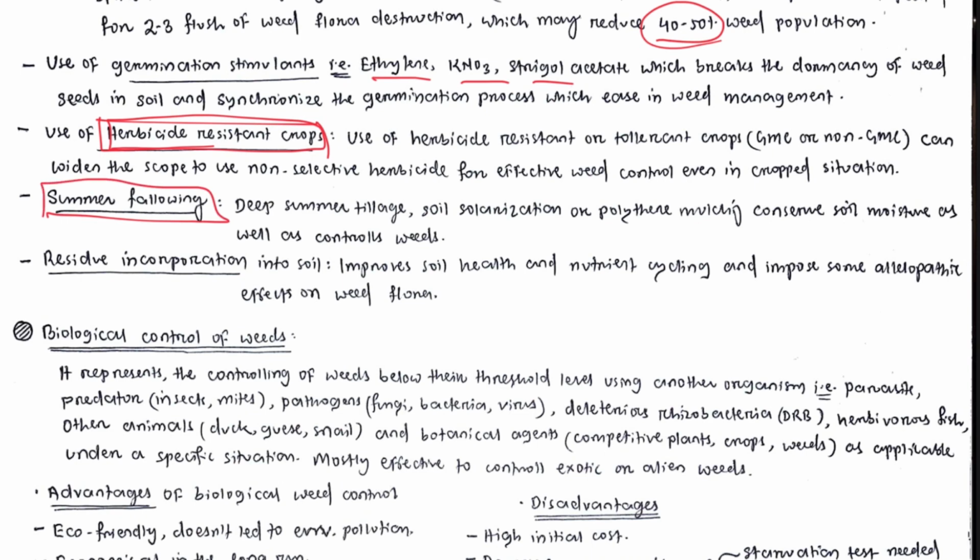Then summer fallowing. If we remain fallow in the summer season, do deep summer tillage and do not cultivate any crop, then that will desiccate, as we were already discussing, the vegetative parts of the perennial weeds, that is the vegetative structures which are the propagating material for perennial weeds. Then residue incorporation: in some cases residue incorporation will secrete some allelochemicals and that can control the weeds.